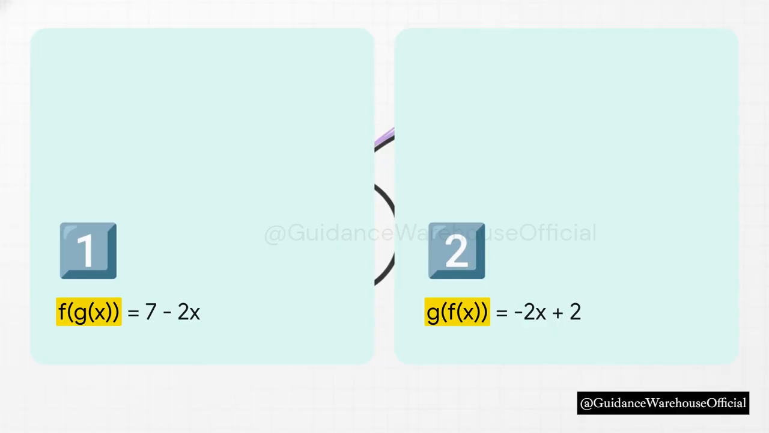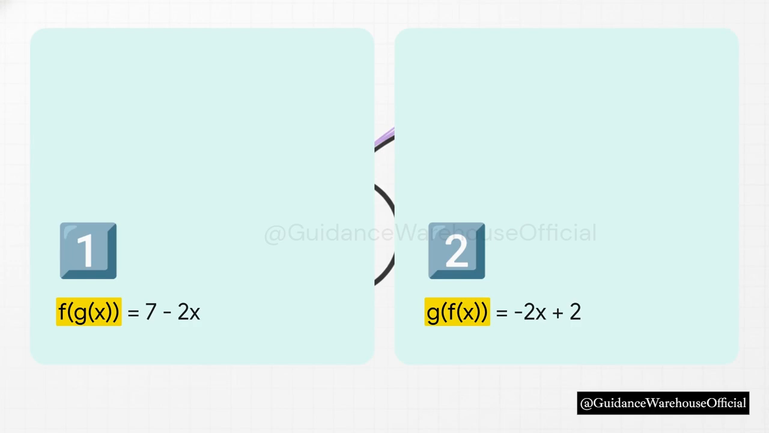Let's take two simple functions. f of x equals 2x plus 1, and g of x equals 3 minus x. If we substitute the entirety of g into f, meaning we replace the x in the f function with the whole phrase 3 minus x, the math gives us 2 times the quantity 3 minus x, plus 1.